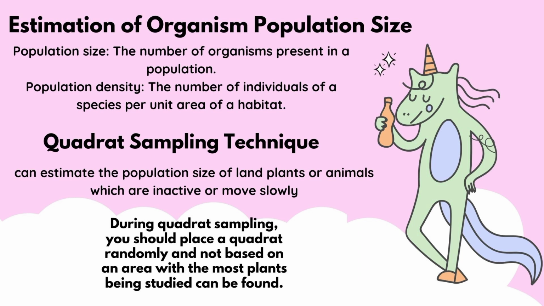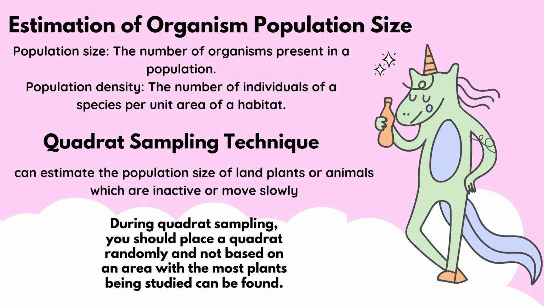Next, we have estimation of organism population size. What is population size? Population size means the number of organisms present in a population. Population density, what's that? Population density means the number of individuals of a species per unit area of a habitat. We also have quadrant sampling technique that can estimate the population size of land plants or animals which are inactive or move slowly.